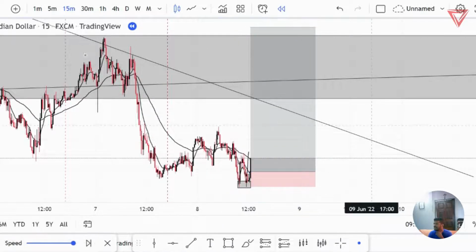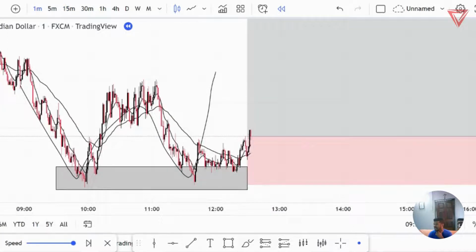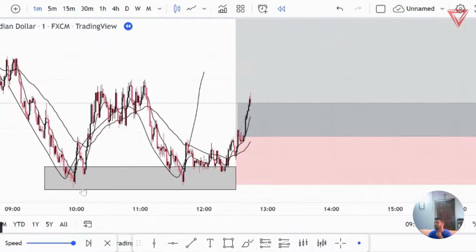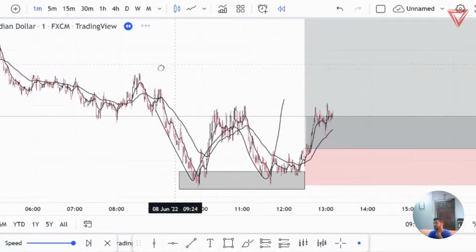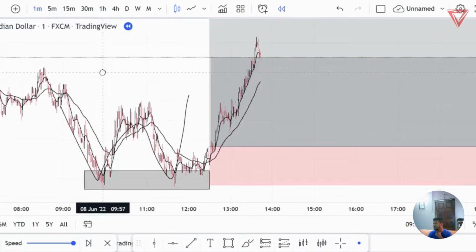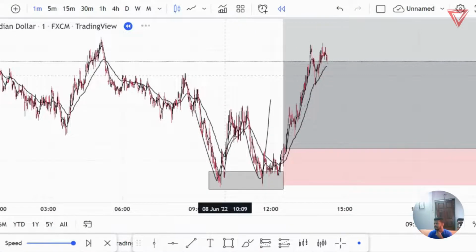So I'm going back to the 1 minute time frame just to see what it does. Let's play it now to see if I'm stopped out or if I'm allowed to stay in a position. And as you can see, almost instantaneous profit. And then there you go.